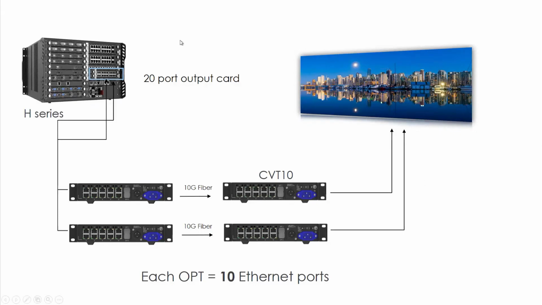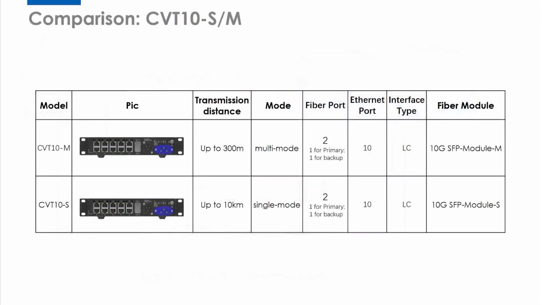See this structure? The H series is a 20-port output card. The node has the OPT ports, and one OPT port of CVT10 can handle 10 Ethernet ports. So here we need a total of 4 CVT10. Now let's see the details of CVT10. I have made the comparison for your reference.